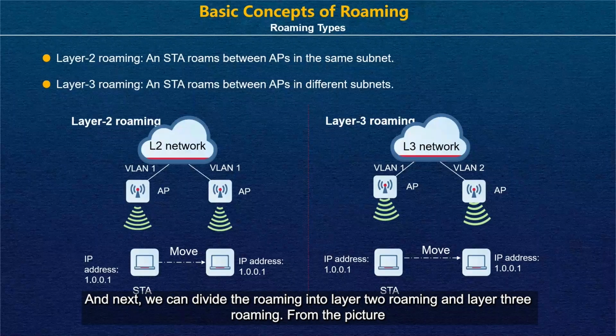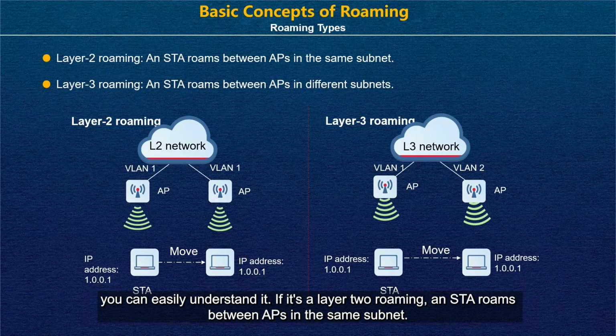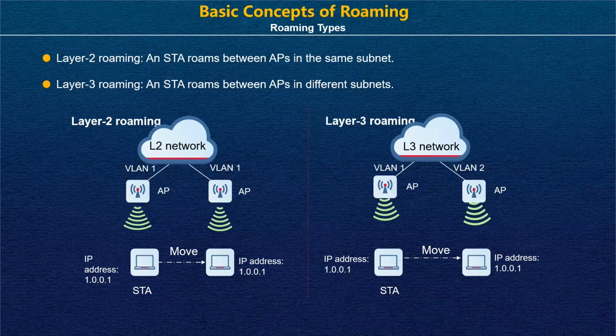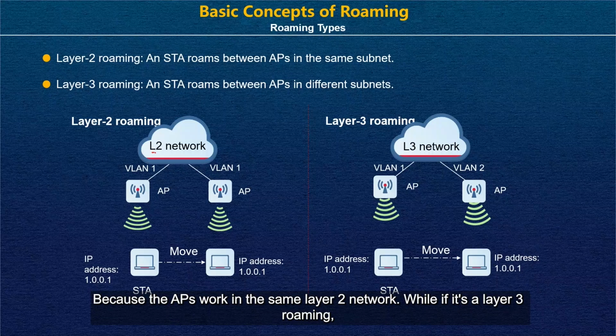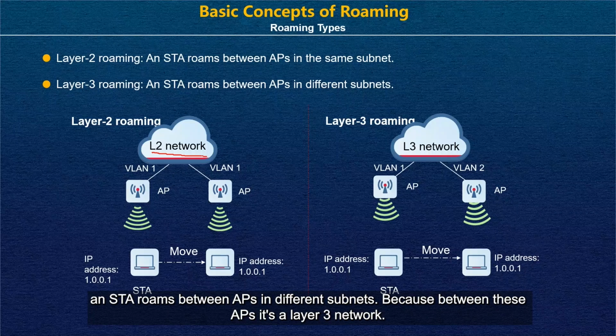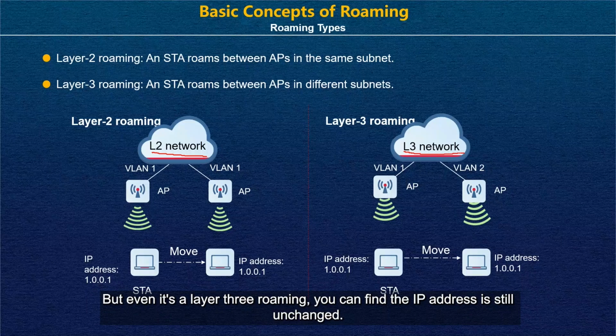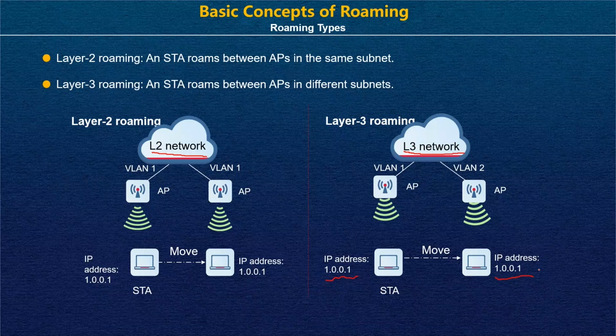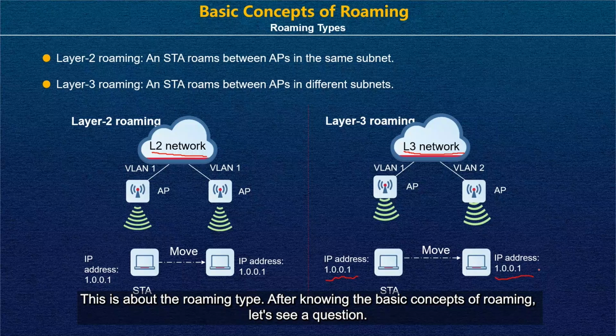And next, we can divide the roaming into layer 2 roaming or layer 3 roaming. From the picture, you can easily understand it. If it's a layer 2 roaming, an STA roams between APs in the same subnet because the APs work in the same layer 2 network. While if it's a layer 3 roaming, an STA roams between APs in different subnets because between these APs, it's a layer 3 network. Okay, but even if it's a layer 3 roaming, you can find the IP address is still unchanged. Okay, this is about the roaming type.